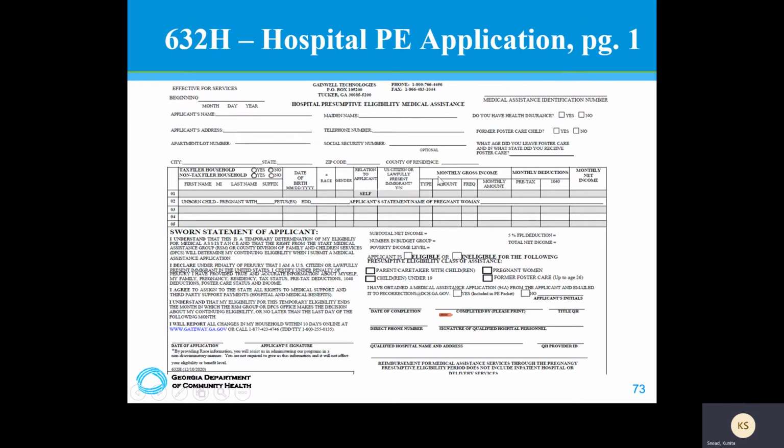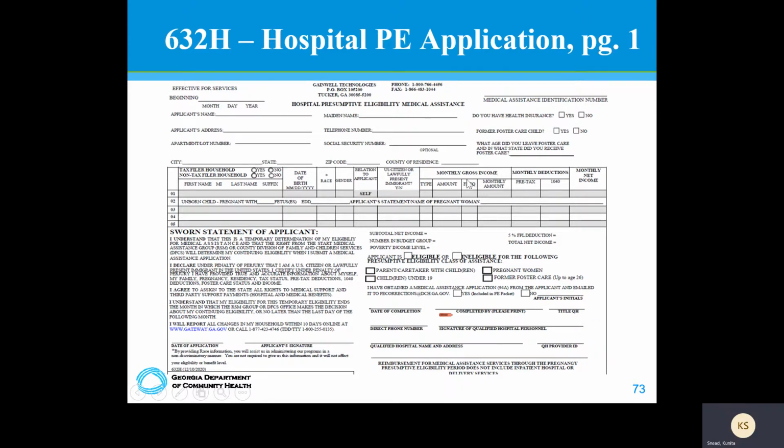Then in this section, this is your monthly gross income section and your monthly deduction section. So here you're going to put the letter for the type of income they have. So if they're working, you can put a W for wages, or S for self-employment, or you can put E for earned income. Then right here, you're going to put the amounts. So if they're paid $300 a week, in this amount field, you will put 300. In the frequency field, you'll put W for weekly, or WK.